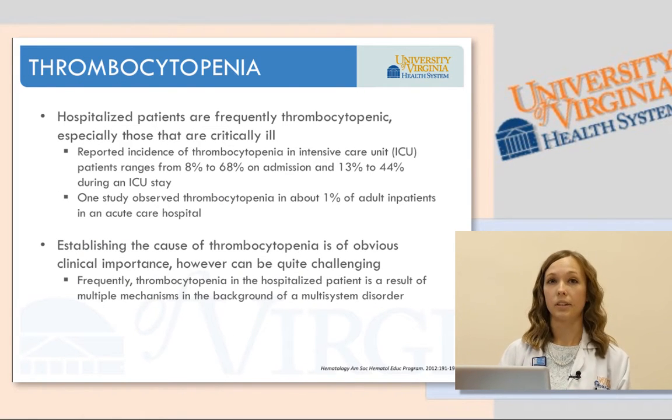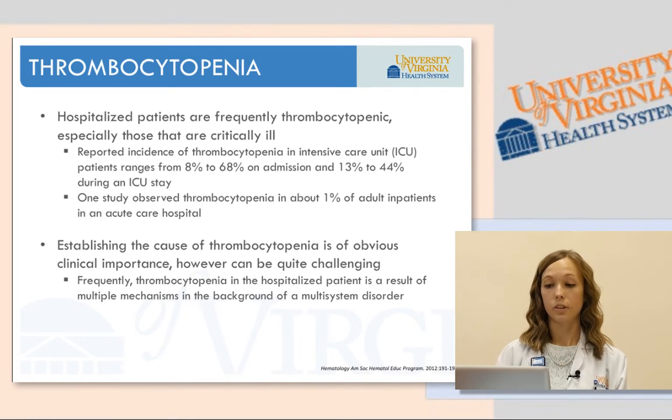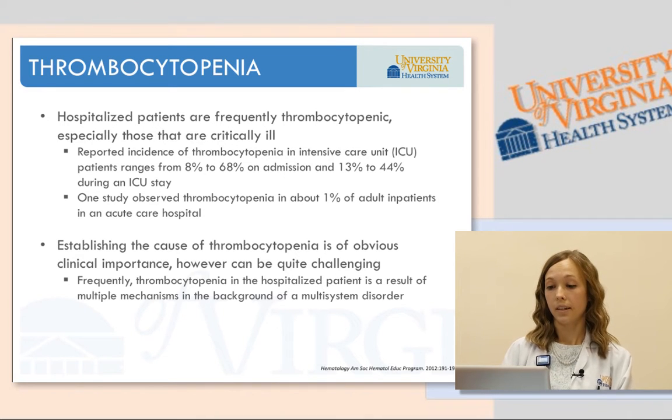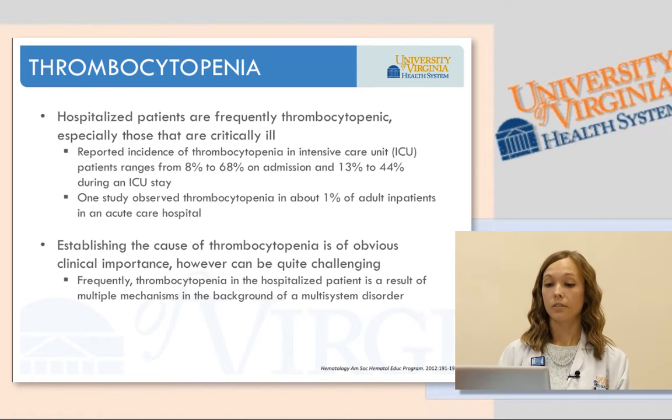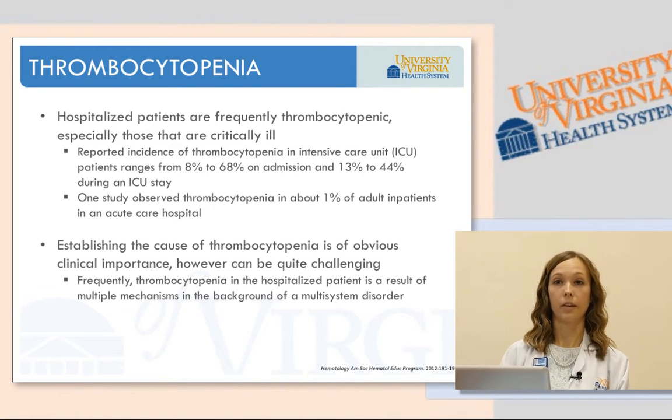Now, thrombocytopenia is something that happens quite frequently in our hospitalized patients. The reported ranges of thrombocytopenia can vary pretty widely based on the references that you look at, but data shows that up to almost 70% of patients can present to an ICU with thrombocytopenia, and another up to 44% of patients can develop thrombocytopenia during an ICU stay. This isn't a problem that's just limited to ICU patients, however. Another study observed that up to 1% of all adult inpatients in an acute care hospital had thrombocytopenia. So it's something that we're all going to have to see and manage every single day.